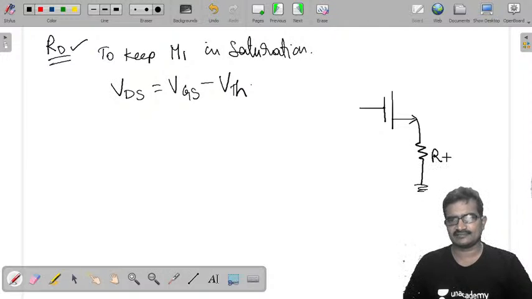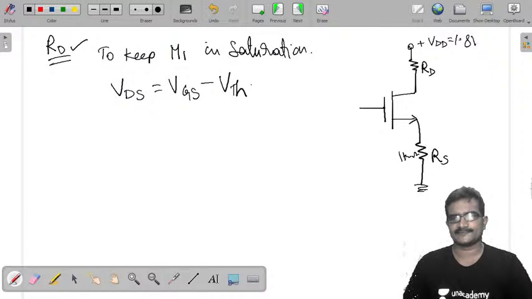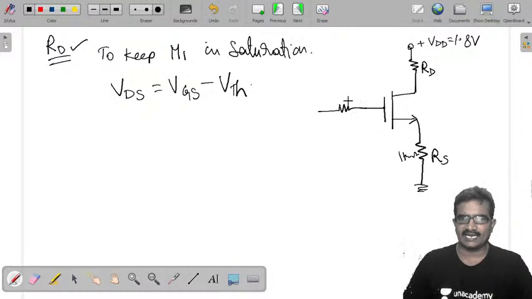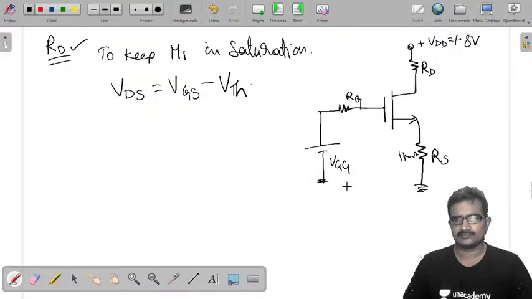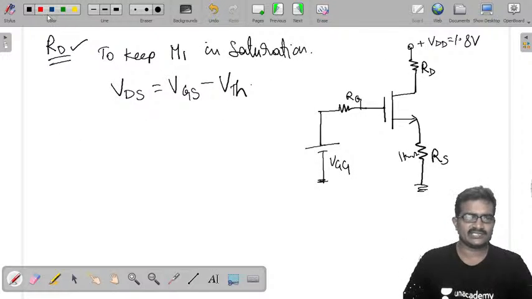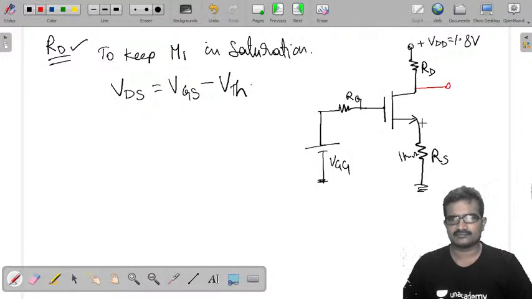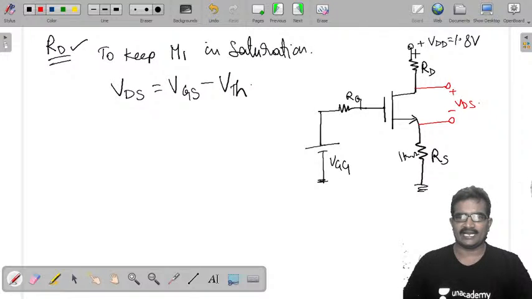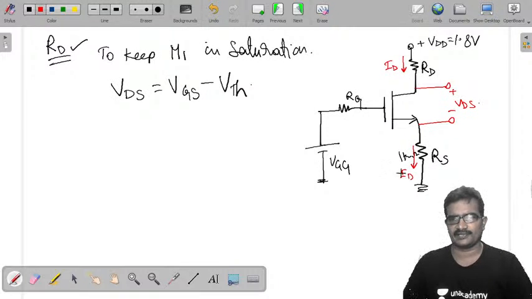So RS is 1 kilo ohm. VDD is given as 1.8 volts, and there is RD. On the input side, RG and VGG. This is the value of VDS, and the current through this one is ID, we know that. This is also ID, we mentioned already.